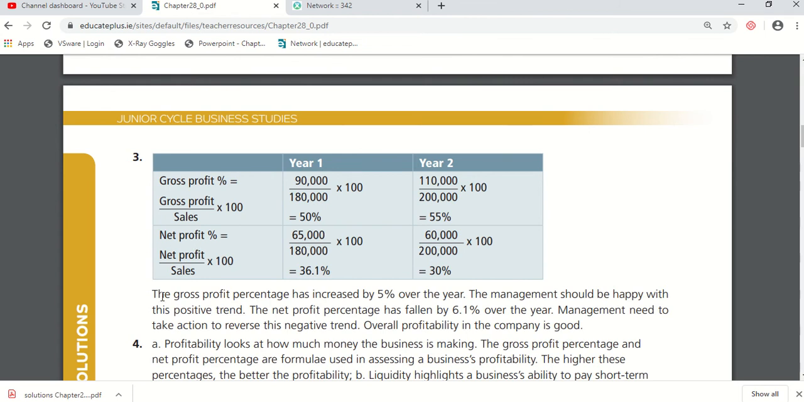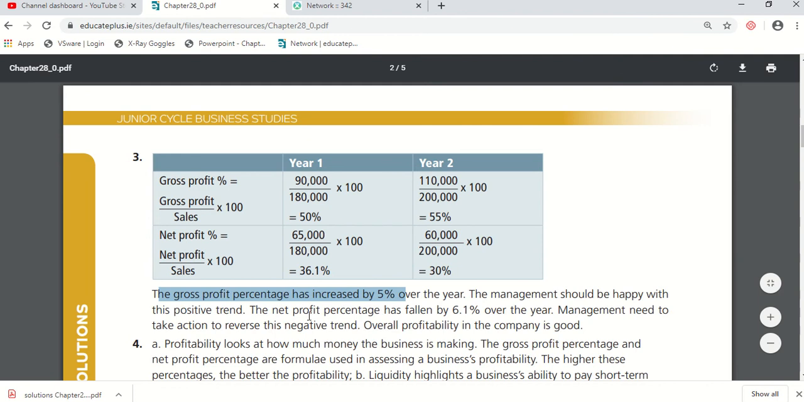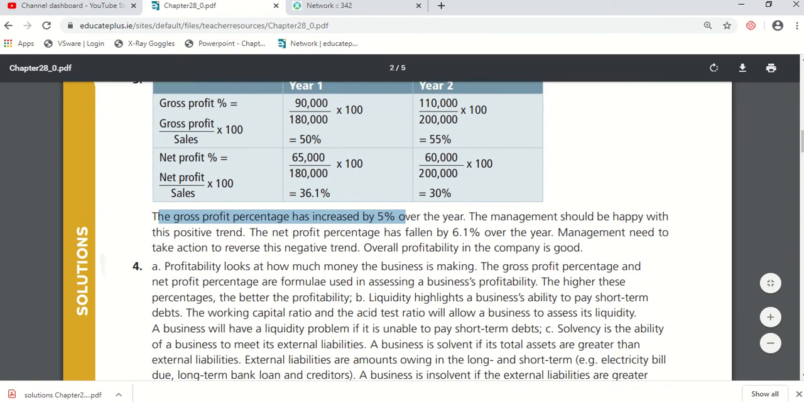So like they have here, the gross profit percentage has increased by, and give the figures, 5% from year 1 to year 2. And the management should be happy with this positive trend. The net profit percentage is falling, however, by 6.1%, and management need to take action to reverse this negative trend. Overall profitability in the company is good. However, they have to look at what's happening here with expenses and how to cut those expenses.